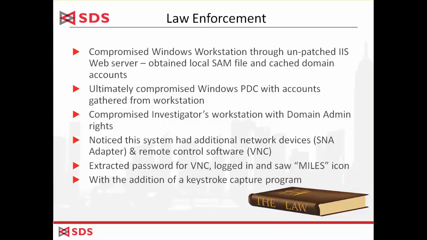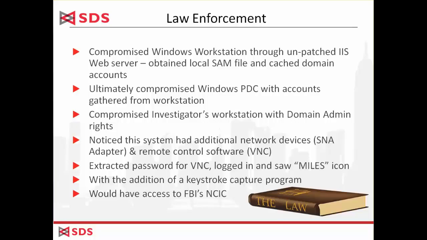So once we logged in with that VNC password, we noticed right on the desktop there was an icon that said MILES. MILES stands for the Maryland Integrated Law Enforcement System. So by clicking on that, we started noticing all of the different things that could be accessed through MILES. And basically, this particular machine over its SNA adapter went to a terminal server and went out from there to various different law enforcement systems. So at that point, with the simple addition of a keystroke capture program, we would have access to the FBI's National Crime Information Computer.